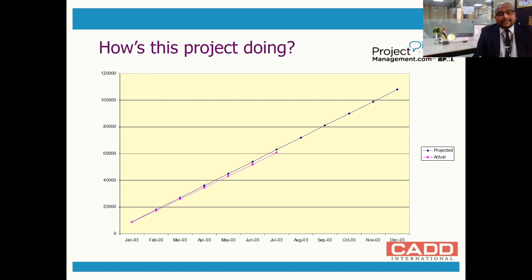And this is how we make the projection. So we will say that, okay, to complete the project, it will take this much time and this much cost, according to the specified scope. And you can plot against this.